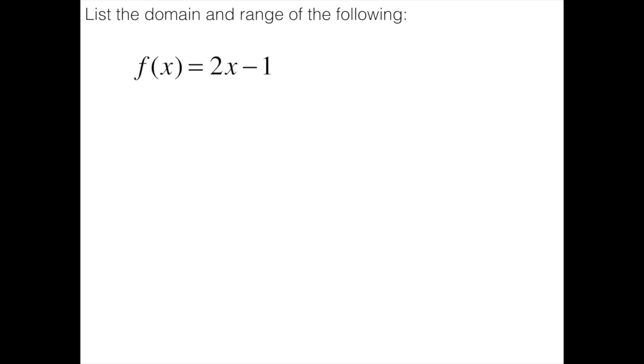For this one, we're asked to find what the domain and range of this one is. And in order to do that, now, you're used to seeing these as y equals 2x minus 1, only now we're writing them in function notation, so don't let that throw you off. You can type this one into your calculator.